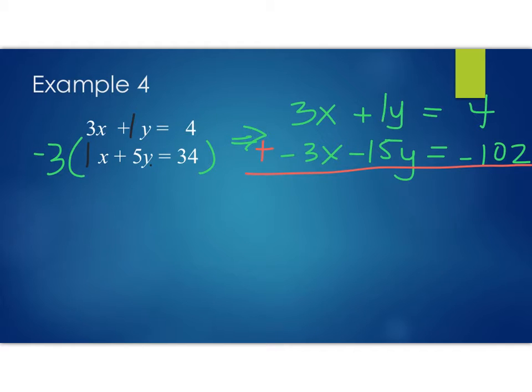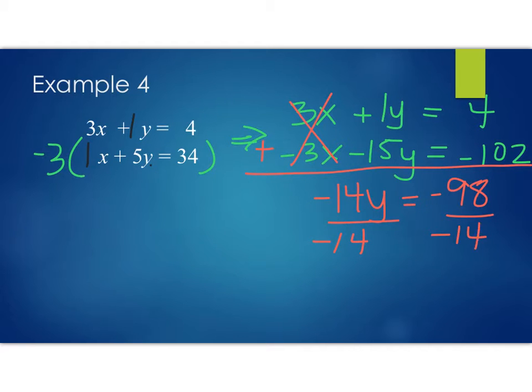I canceled out the x's. Positive 3x, negative 3x is 0. When I add up the y's here, I'm going to get negative 14y equals negative 98. Divide both sides by negative 14, and we'll get y equals positive 7. So even if you canceled out the other variable, you still should have gotten y equals 7.